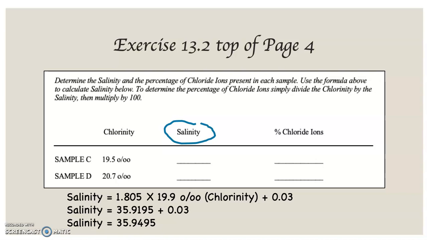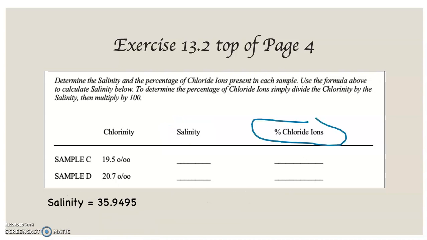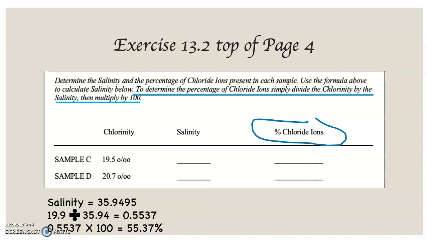That would go into the salinity column if 19.9 was indeed our chlorinity. But you're going to solve this for 19.5 and 20.7, samples C and D. In order to get the percentage of chloride ions, take a look. You can see I underlined it.